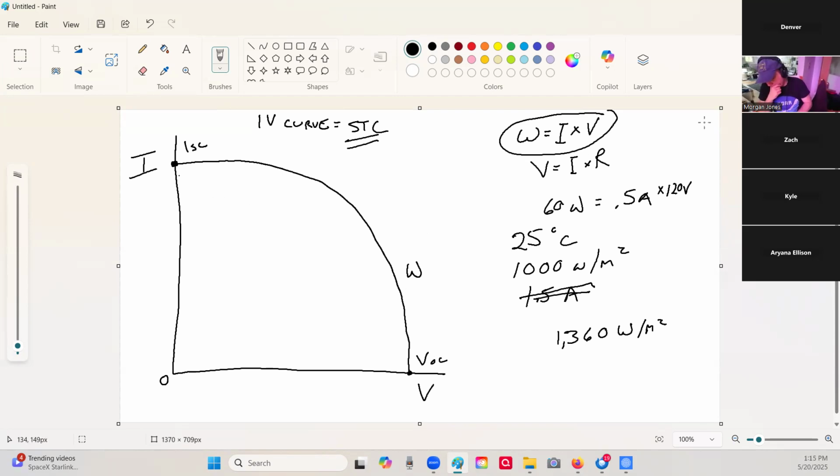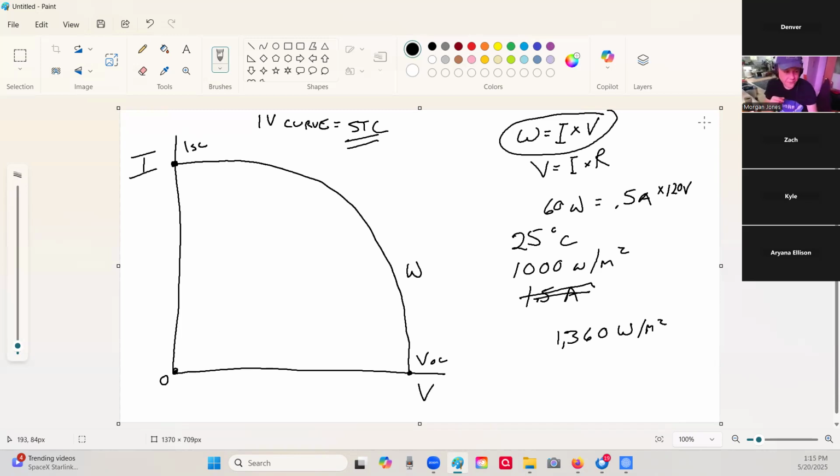Well, why do we care about these? Why do we care about the theoretical maximum, the theoretical maximum amps, theoretical maximum volts? Well, one thing you should note, what is ISC times 0? It's going to be 0, right? Anything times 0 is 0.